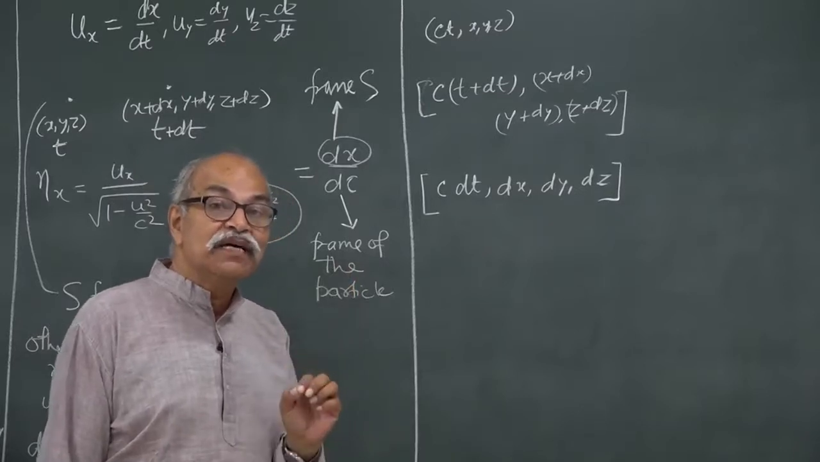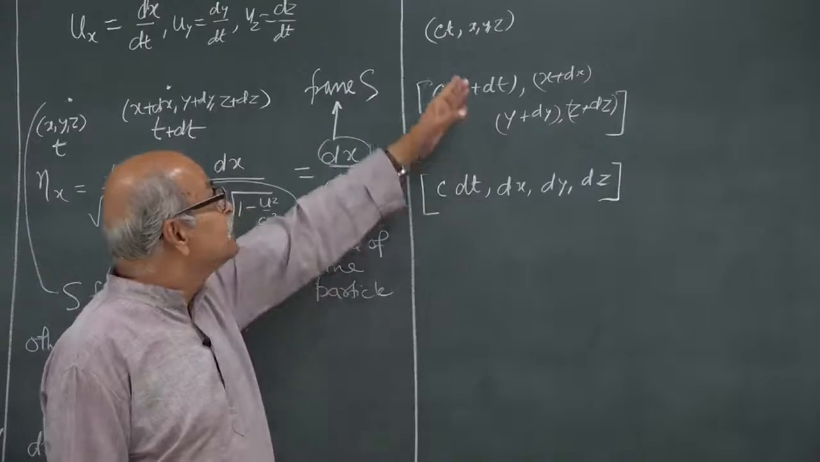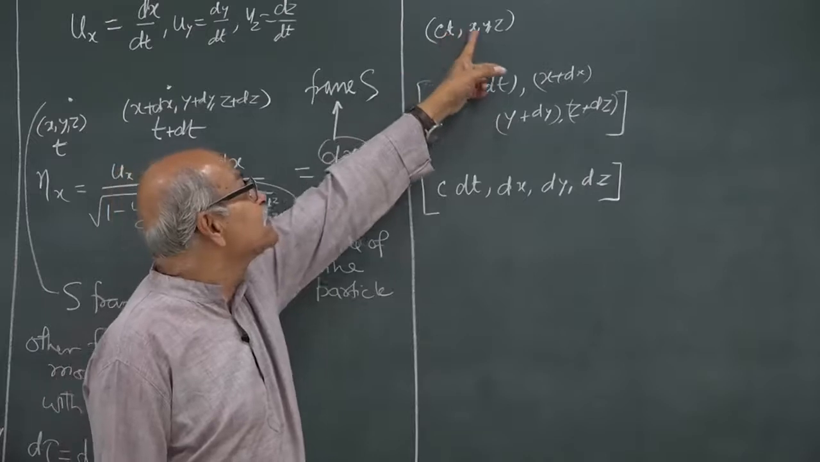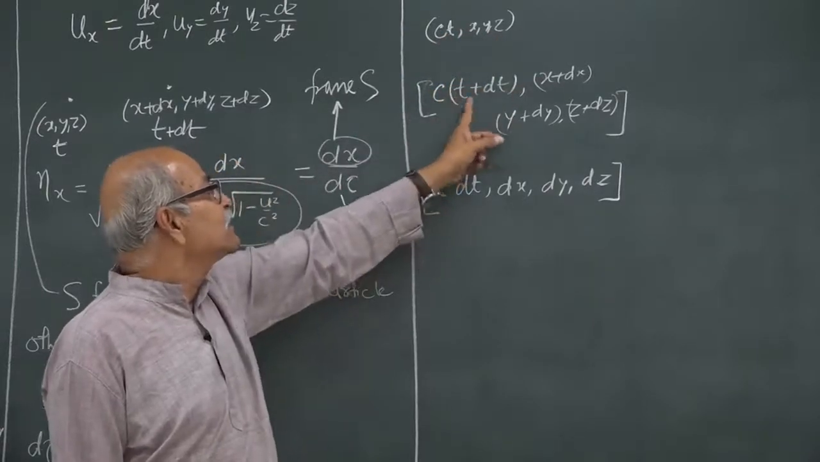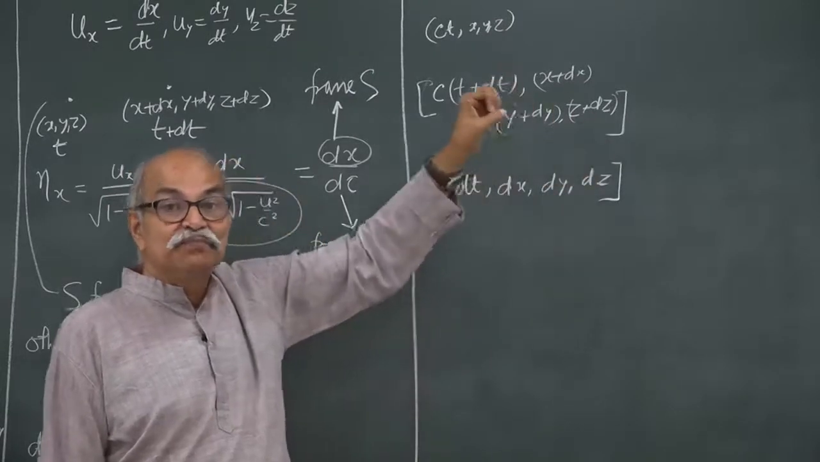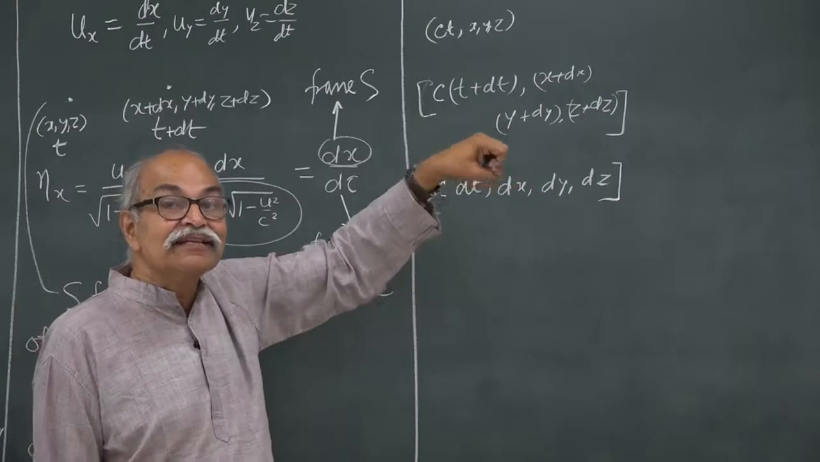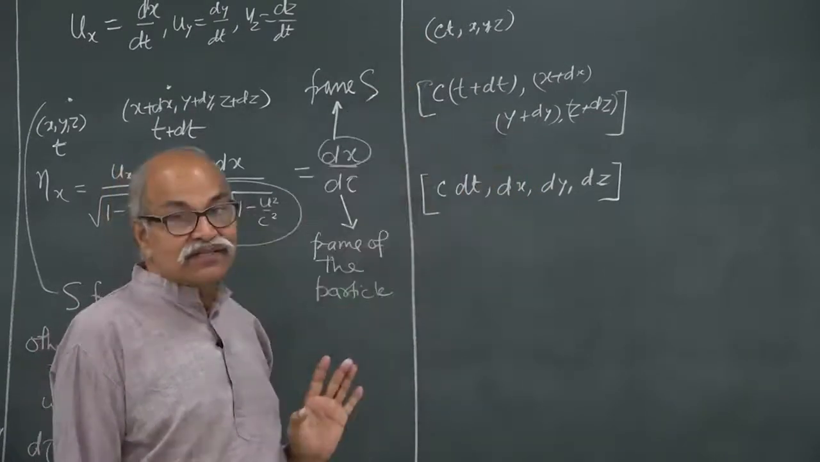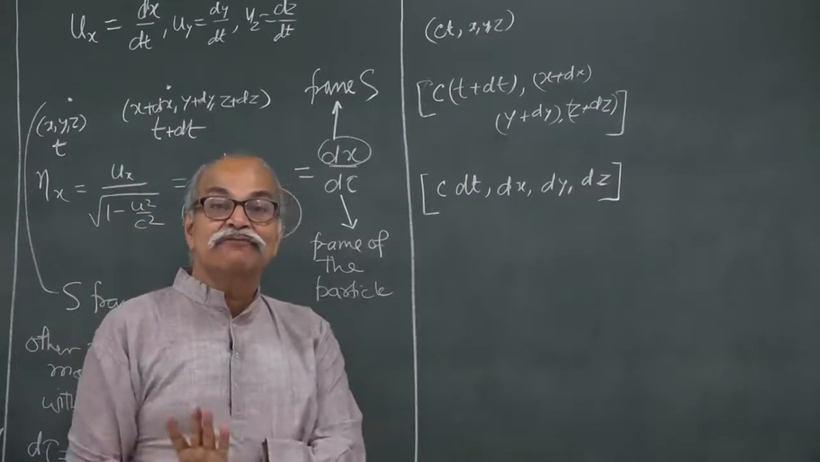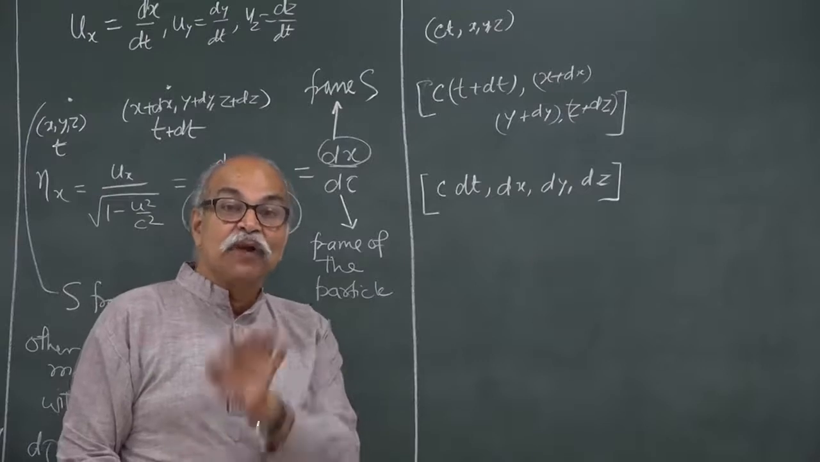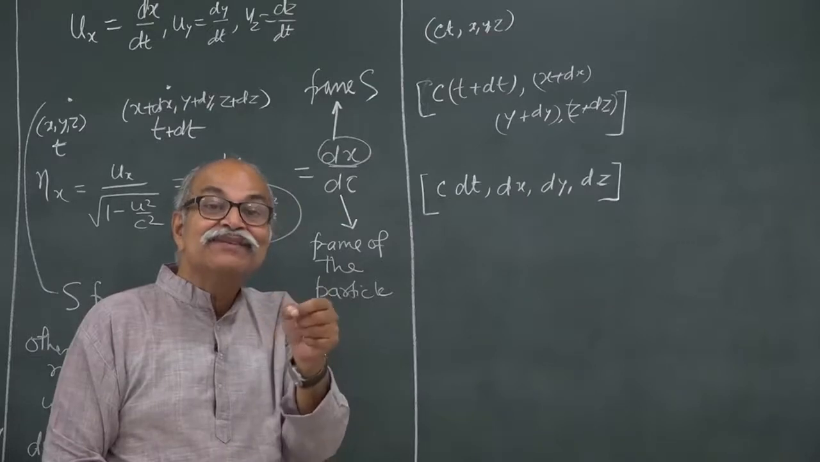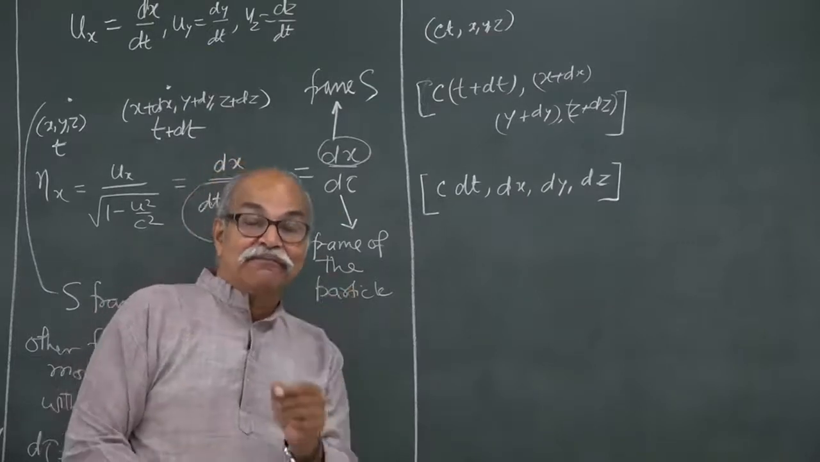There is a proper time interval between these two events. At time t, the particle is at x, y, z, one event. At time t plus dt, the particle is at this position, another event. What is the proper time interval between these two events? That is d tau. In whatever frame you are working from initially, the proper time interval is the time interval measured in the particle's frame, right.